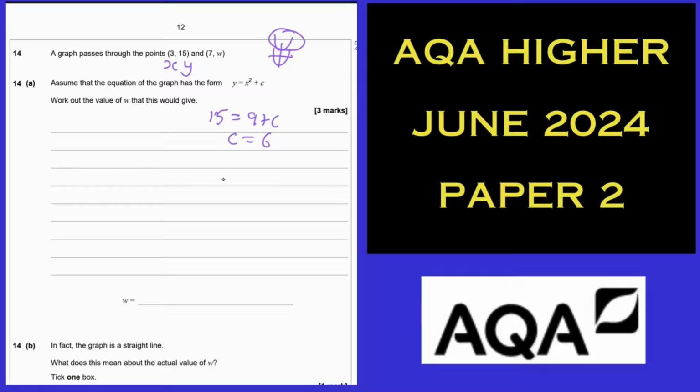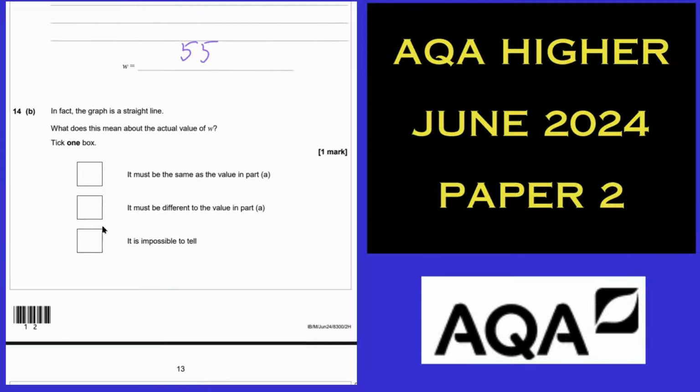But we need a bit more than that. We want to know the y coordinate when x equals 7. Well, y equals the x coordinate squared plus the c, which we found, 49 plus 6 is 55.